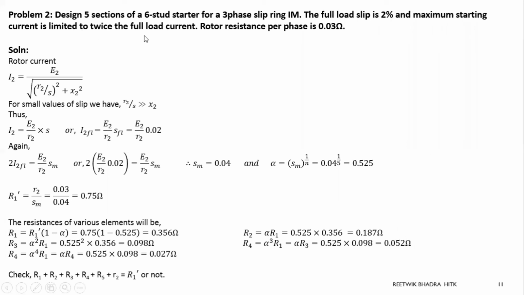Now there is a condition given over here. Now all calculations are done at lower values of slip. So if lower values of slip are considered, then R2 by S will be very large, because S is in the denominator, compared to X2. So X2 can be neglected. So the square root of the square terms leaves you with R2 by S. So what becomes I2? I2 becomes E2 by R2 by S. So S goes in the numerator.